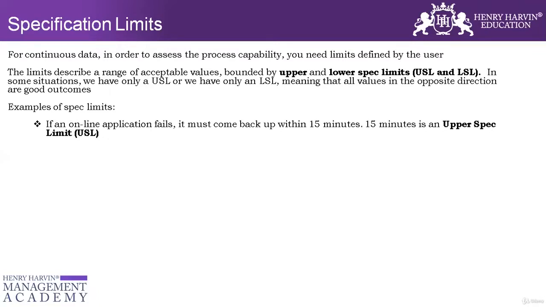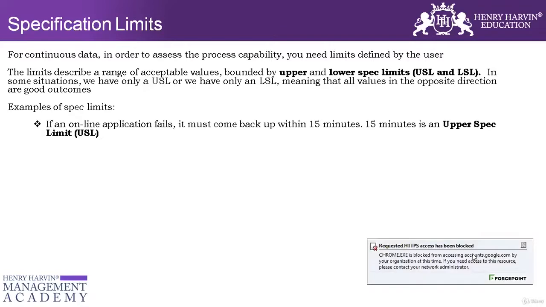If an online application fails, it must come back within 15 minutes. In that particular case, 15 minutes is the upper specification. Yes, it should not exceed 15 minutes. The moment it exceeds 15 minutes, it becomes a defect for me. So there is an upper specification limit decided by the customer that if my internet goes for a toss, it should be up and running within 15 minutes. If it is up and running before 15 minutes or within 15 minutes, it is good. So there is an upper specification limit defined by the customer, which is the online application fail.